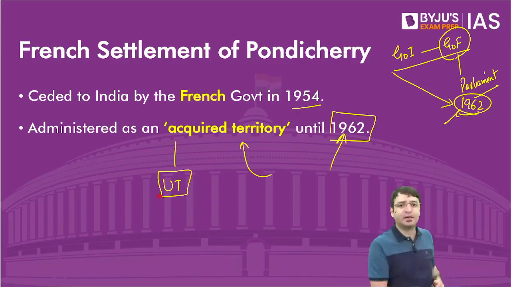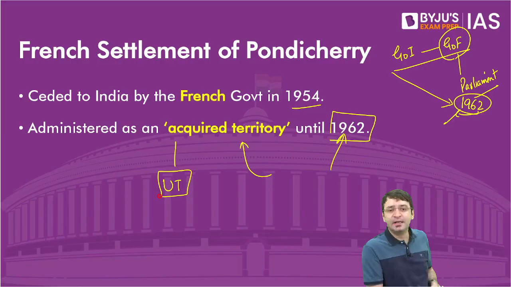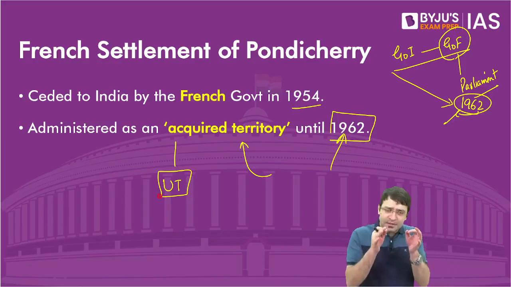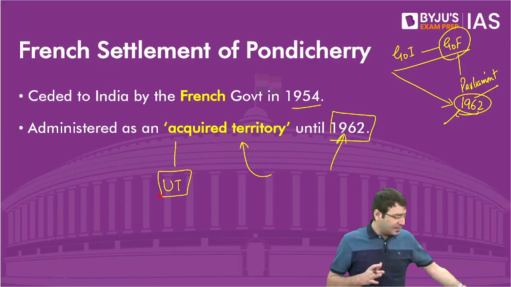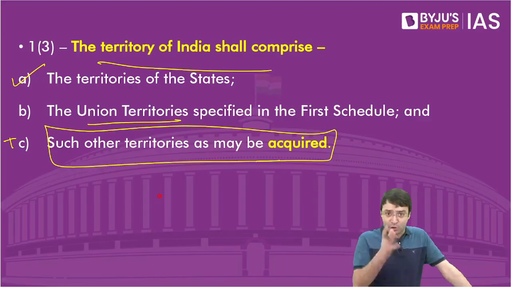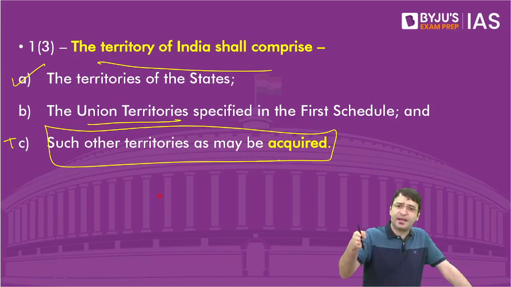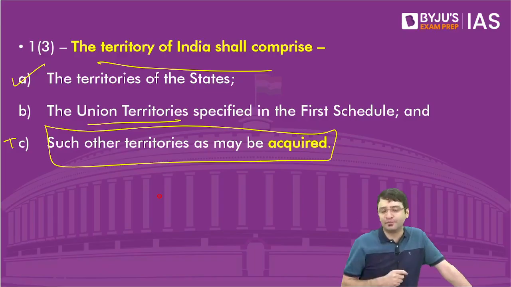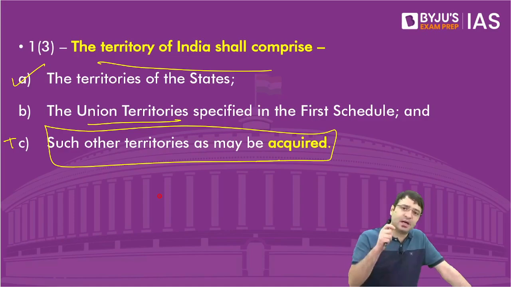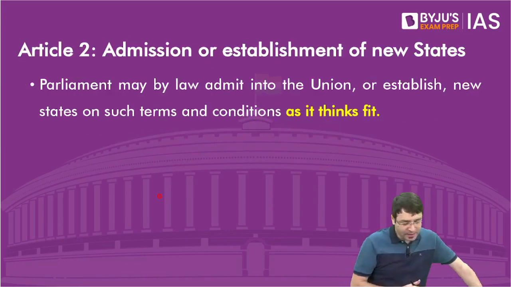And even till date, Pondicherry or Puducherry is a union territory, which means Article 1, Clause 3 says, the territory of India, what you call India, we can have either states or we can have union territories or we can have acquired territories, territories that may be acquired by the government of India. That completes Article 1. Any questions as of now?